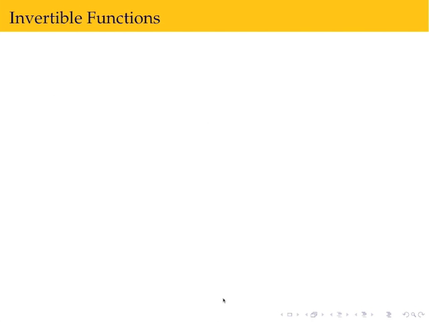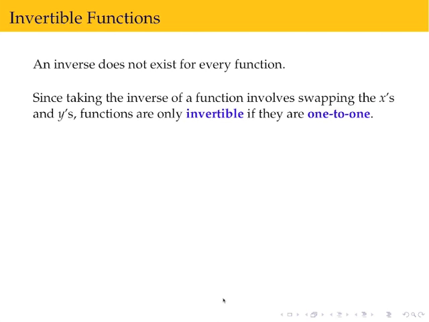Finally, let's talk about invertible functions. Not every function has an inverse. Since we are swapping x's and y's, you might have a function that when you try to swap the x's and y's, you end up with something that isn't a function. Functions are only invertible if they are one-to-one. That's the only way that you can swap the x's and y's and end up with something that is still a function.